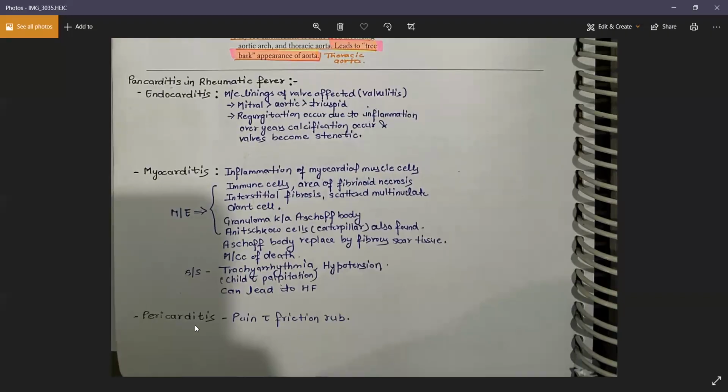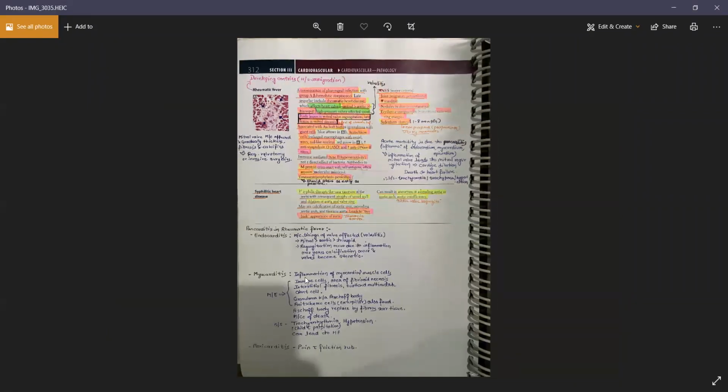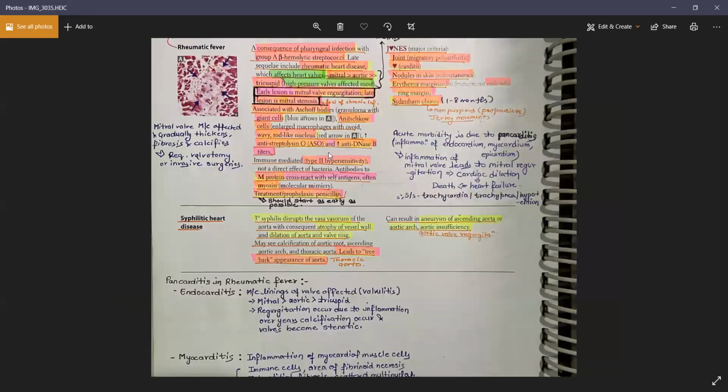Then when the pericarditis happens, you will have the pain with the friction rub. You will study that later again, the pericarditis part, don't worry about that. You will have the pain and you will have the friction rub, or a scratchy heart sound will be heard on the auscultation of the heart. This is the pericarditis. So this is the myocarditis. This is a pancarditis in case of rheumatic heart disease.